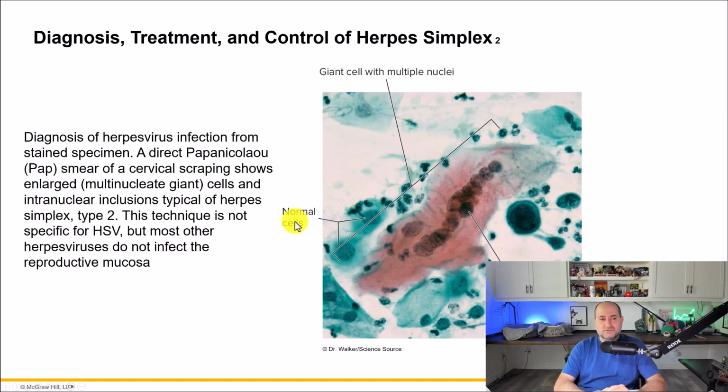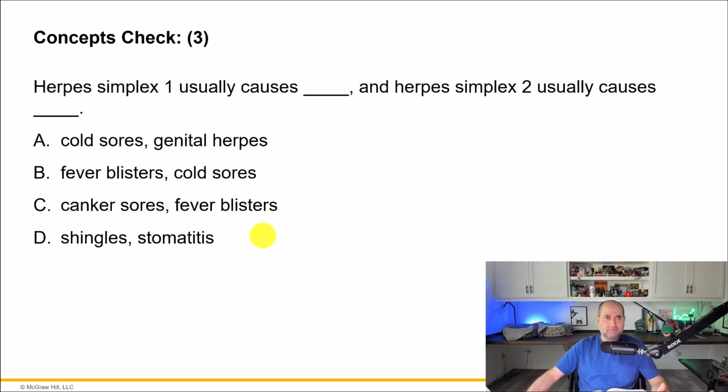Here you can see one of those large cells I told you about, those multinucleate giant cells. Here you can see a pap smear from a cervix. And, when they do a pap smear during your gynecological checkup, what they're looking for are these multinucleate giant cells. You can see this is a giant pink cell with multiple nuclei inside, and that is a telltale sign of HSV. So, concept check number 3 time.